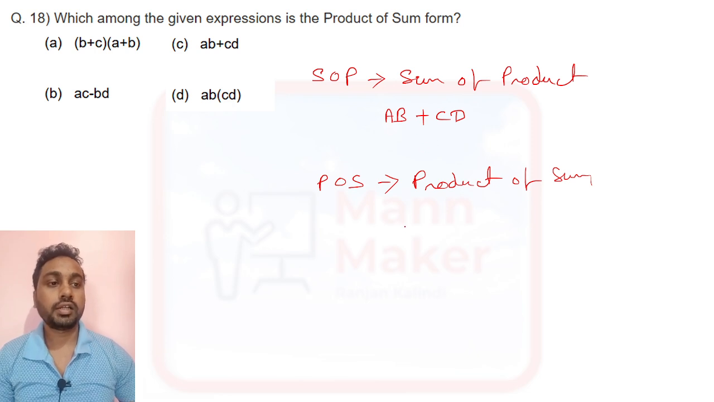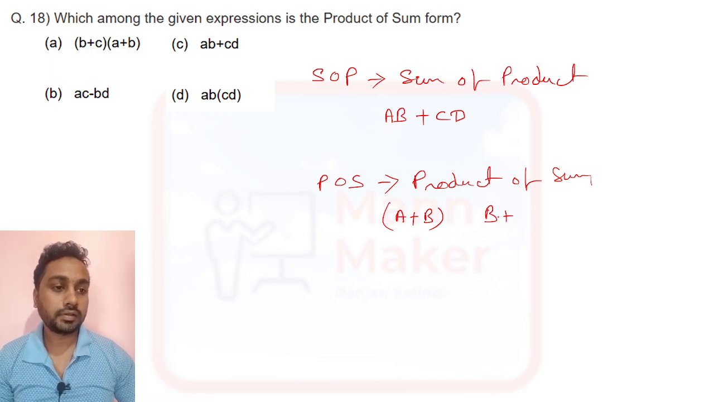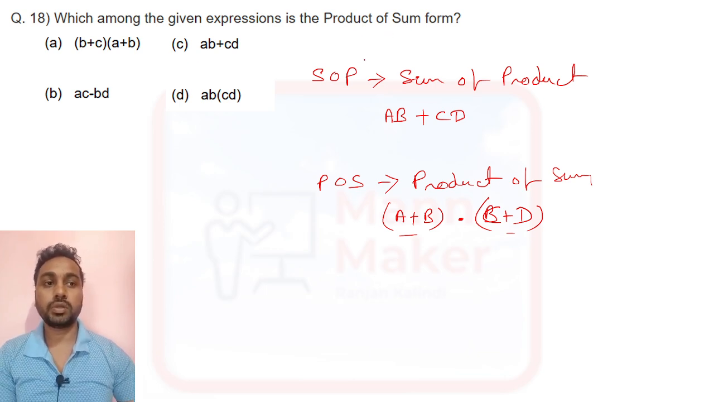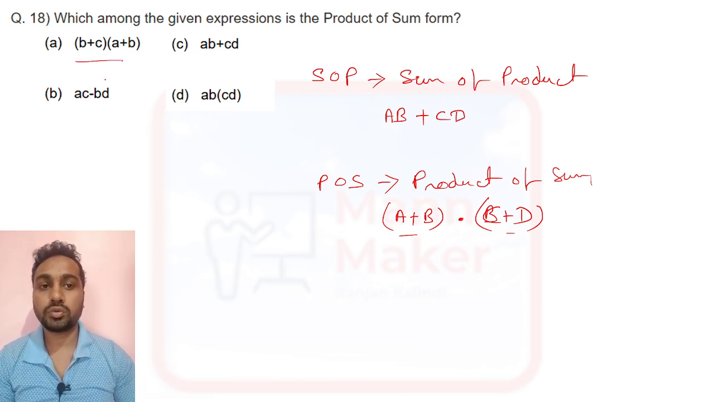Like that, if we have A plus B and B plus C plus D, then we can say there are two sums and their product, so this is product of sum. This is the example of product of sum. So likewise, they have asked for product of sum, that is POS. In the options you can see only this example is related to POS.